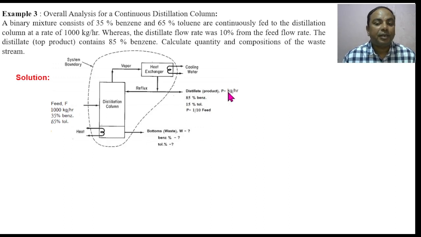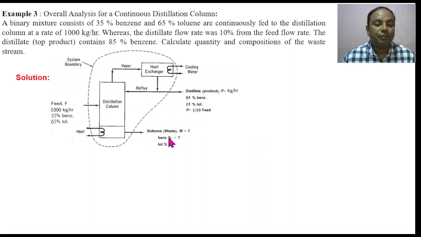So the distillate is P kg per hour, suppose. This P is 10% of the total value of the feed that enters the distillation column. So what is asked of us? The bottom stream, the quantity of the bottom stream. We would take here one unknown, W, and this W would carry benzene as well as toluene, that is, it is composed of benzene and toluene.